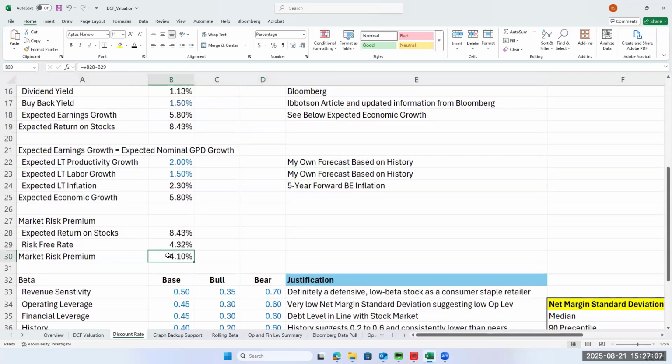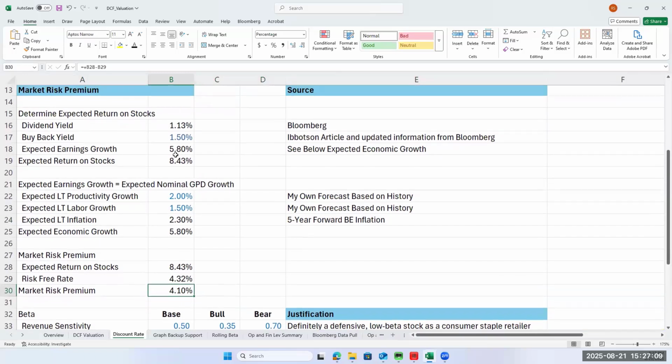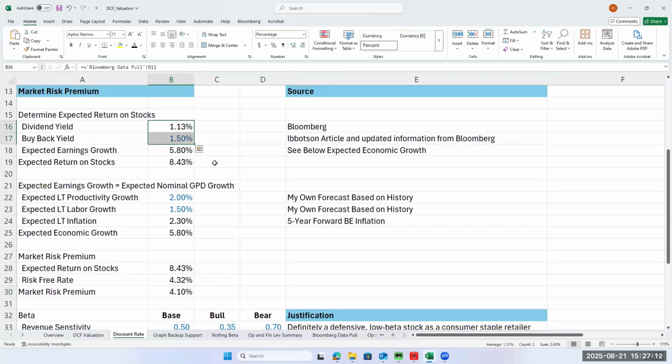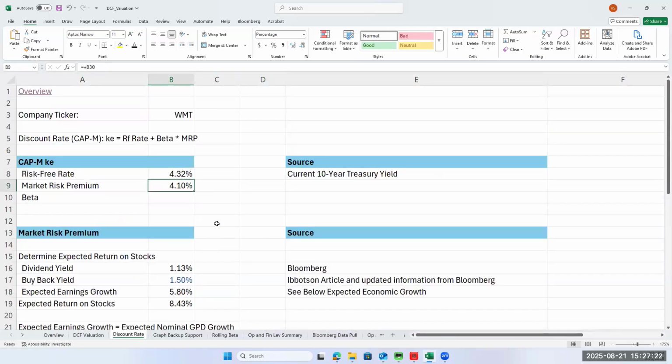And so that gives me a market risk premium of 4.1%. I expect a dividend yield of about 2.6%. I expect earnings growth of 5.8. That means I expect stocks to make 8.43%. I subtract a risk-free rate and I get a market risk premium of 4.1.